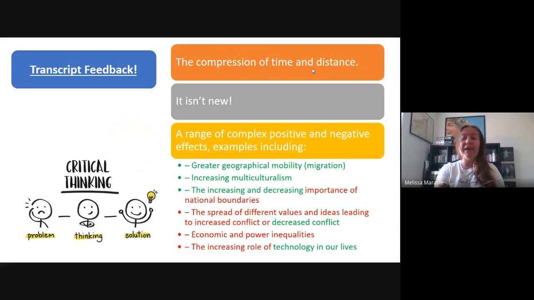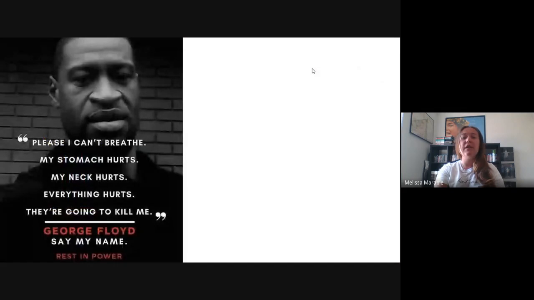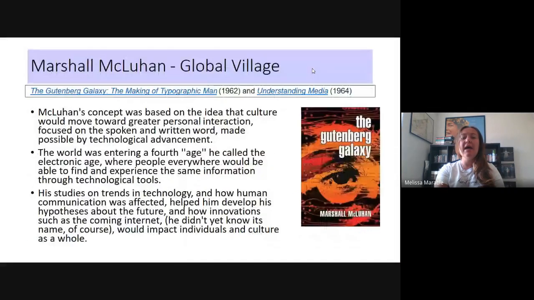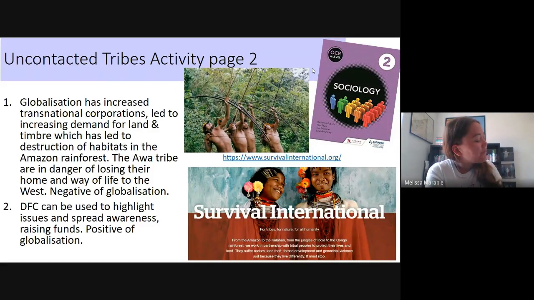Okay, so with that, I now would like you to turn to page 2, and we are going to be looking at this case study. Uncontacted tribes activity. So what I want you to do is read the purple box and then answer the 2 questions. So again, pause me and then press play when you're ready to go through it.